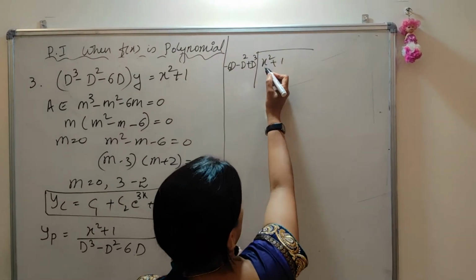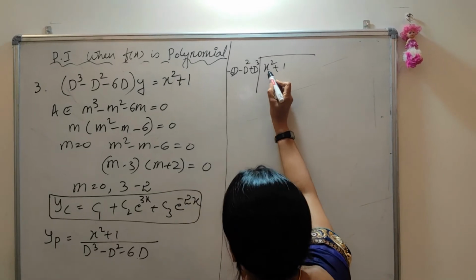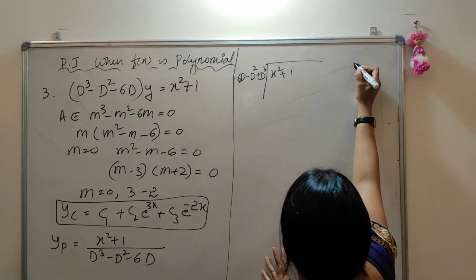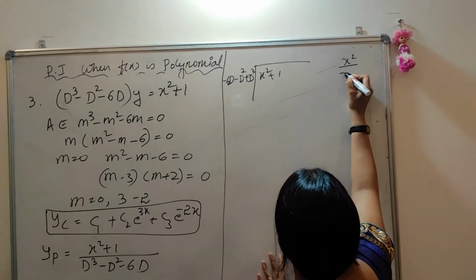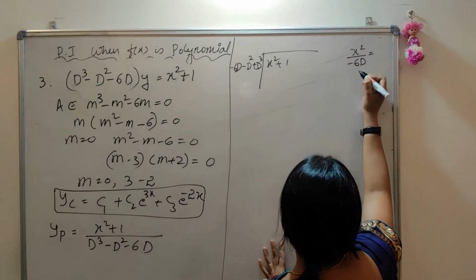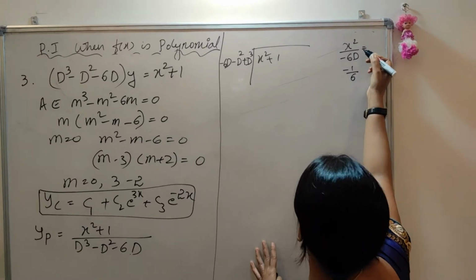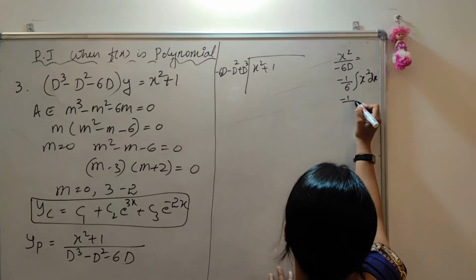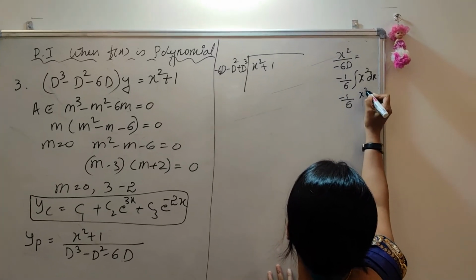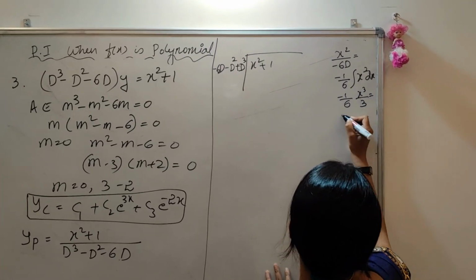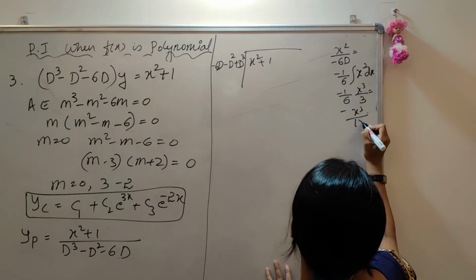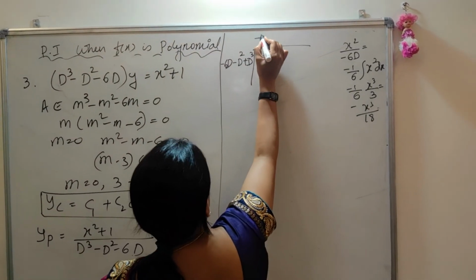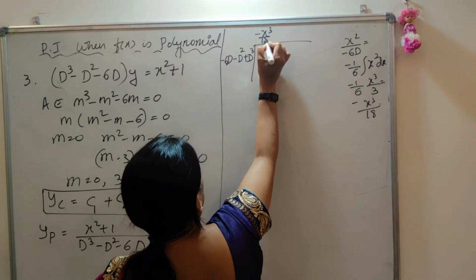As usual, we should divide the dividend by the first term of the divisor. So x² divided by −6D is equal to −1/6 times 1/D, which means integration of x² dx. So −1/6 times x³/3, so it is −x³/18, since 6 times 3 is 18.